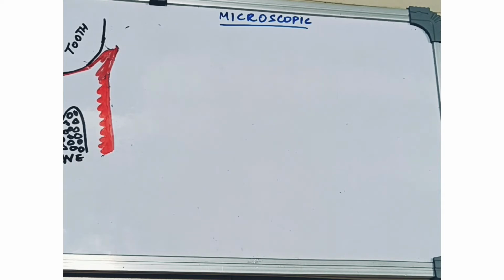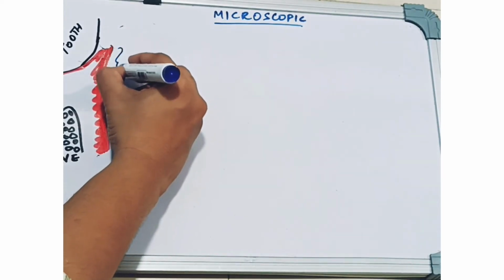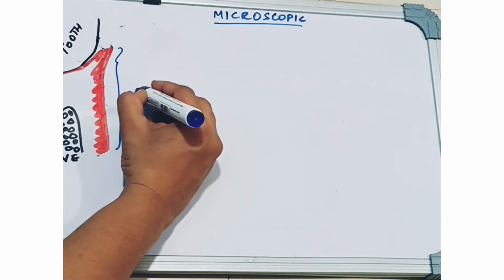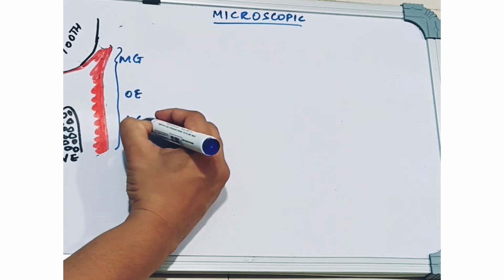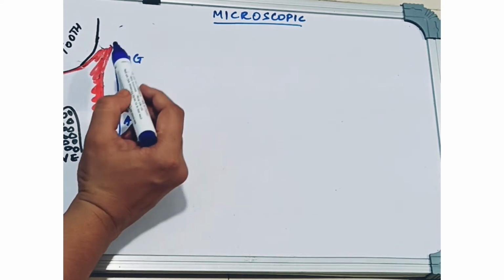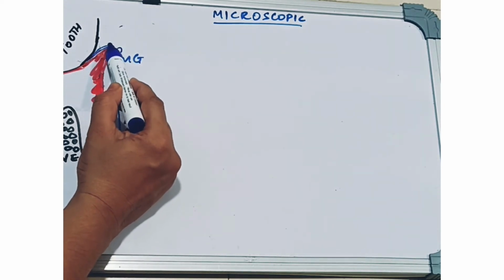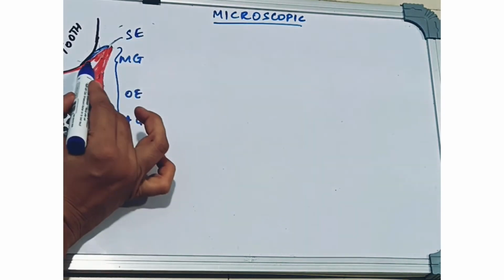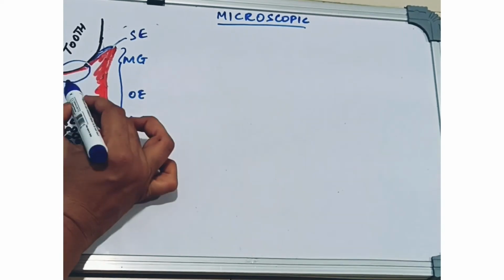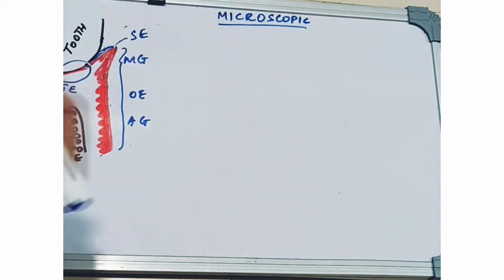So now we come to the microscopic anatomy of gingiva. Microscopically, gingiva is divided into three areas. This whole thing is the outer epithelium, which includes the marginal gingiva as well as the attached gingiva. On this portion, we have the sulcular lining, which is the sulcular epithelium, and this portion is the junctional epithelium. We will have a look at it one by one.